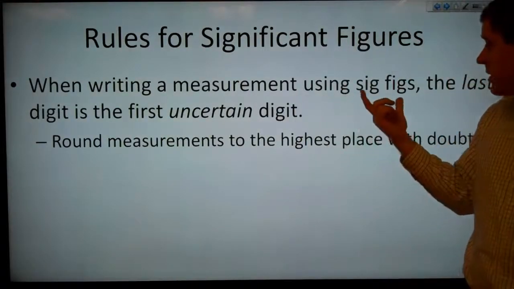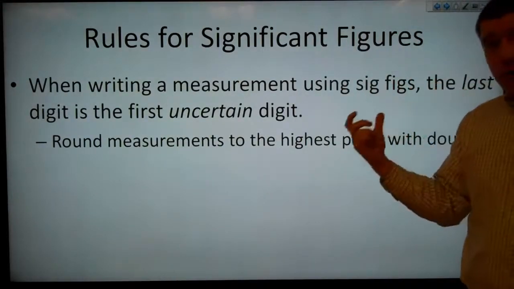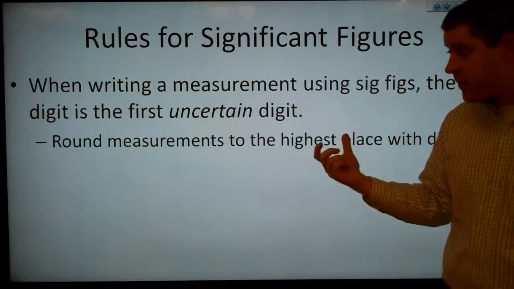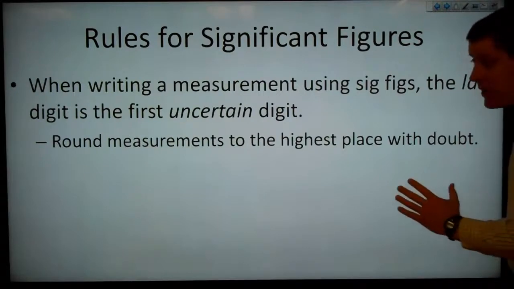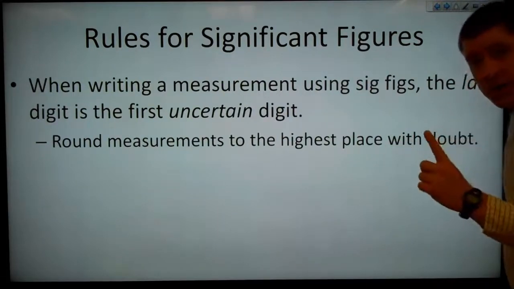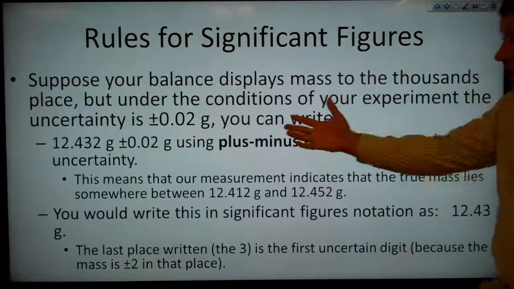So when we're writing a measurement using sig figs, the last digit is our first uncertain digit. And then we round our measurements to the highest place with doubt, which means we only have one digit that is uncertain. It's just that last one that we're writing.